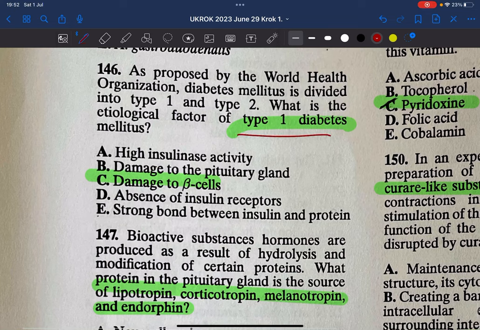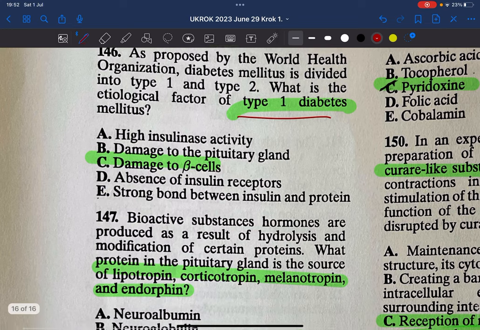Type 1 diabetes is autoimmune in origin. We have autoimmune antibodies that will damage the beta cells, which will lead to absolute deficiency of insulin.